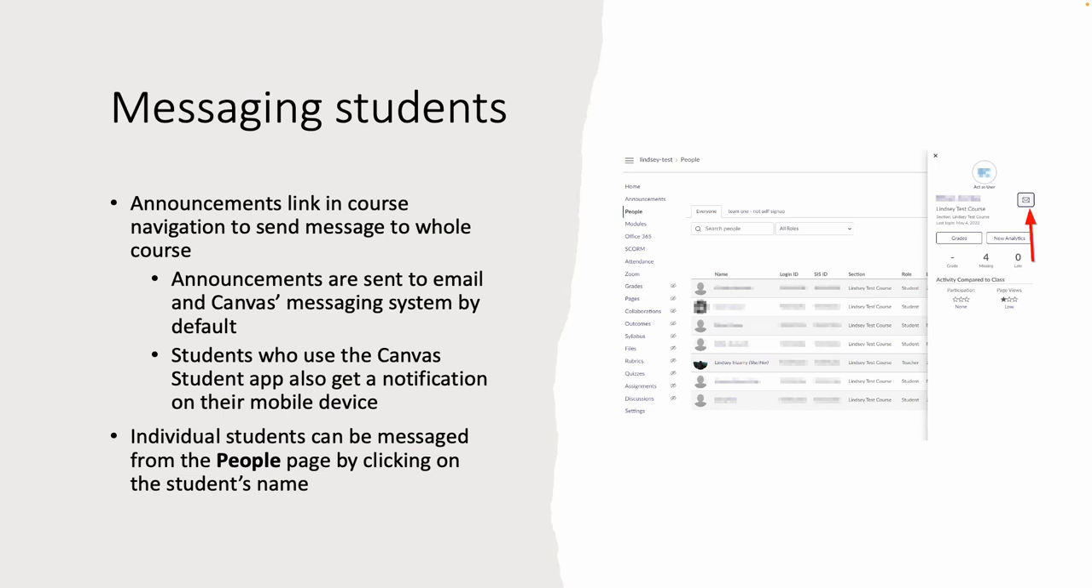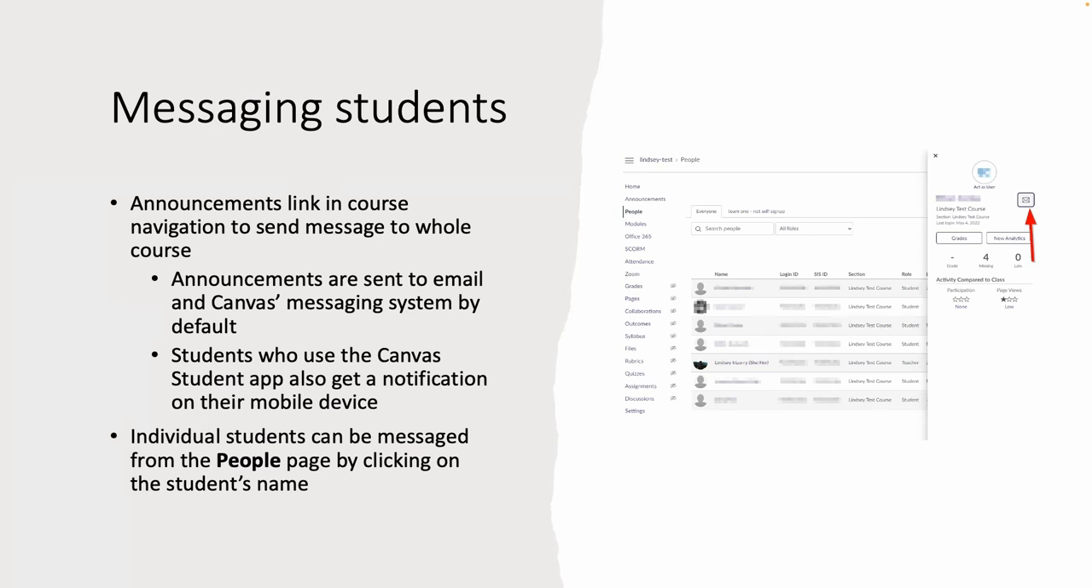From the people link, you can't send a message to your entire class, but the easiest way to send a message to every student in the class will be through the announcements link. If you click on announcements from the left navigation menu and click the plus announcement button, that will get you to a page that looks kind of like an email composition. You would put the title, which is the subject, and then you have a text box for the body of your message. Once you submit that announcement, that will automatically send that message to all of your students' SF State email.